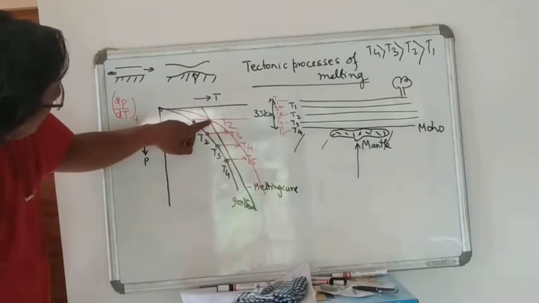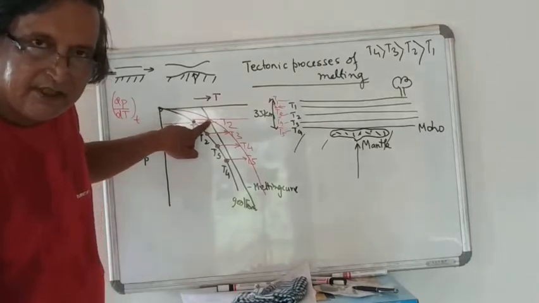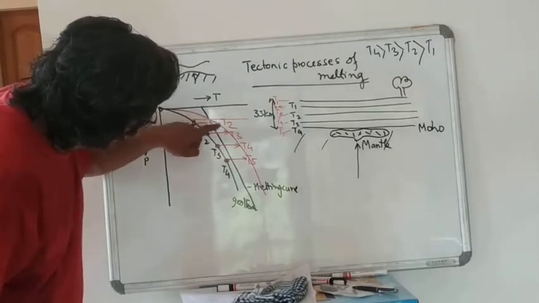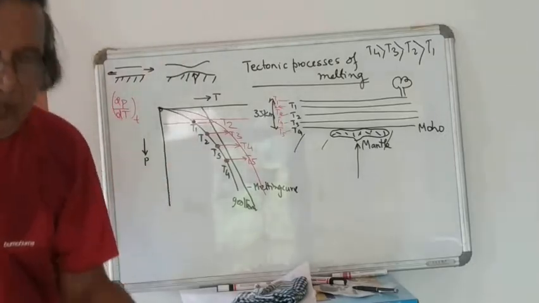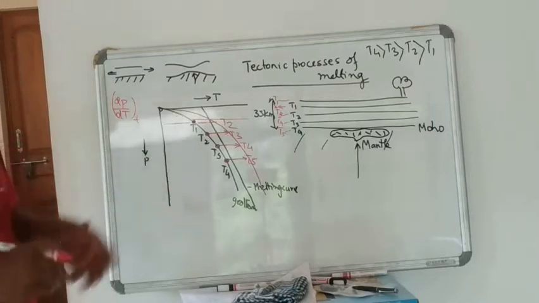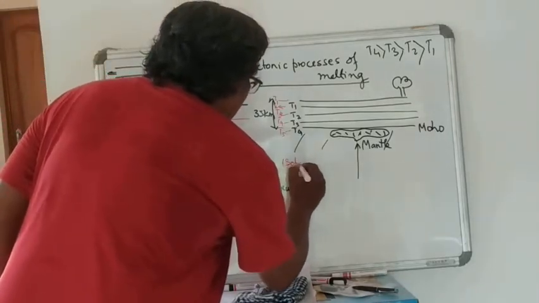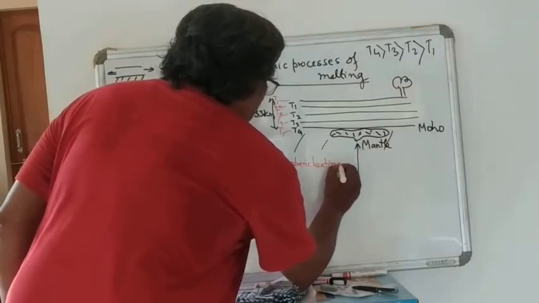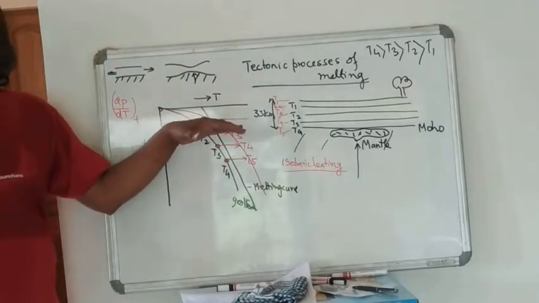So up to this pressure, there will be no melting. But below this pressure, because the geotherm intersects the melting curve, you will trigger melting below a particular depth. Now this is what is called isobaric heating. Isobaric heating. That means pressure same, but the temperature increases.